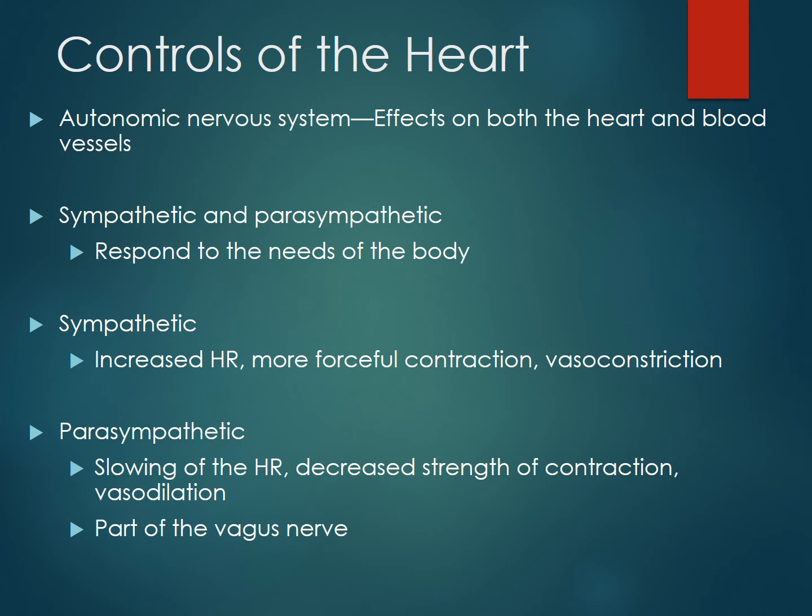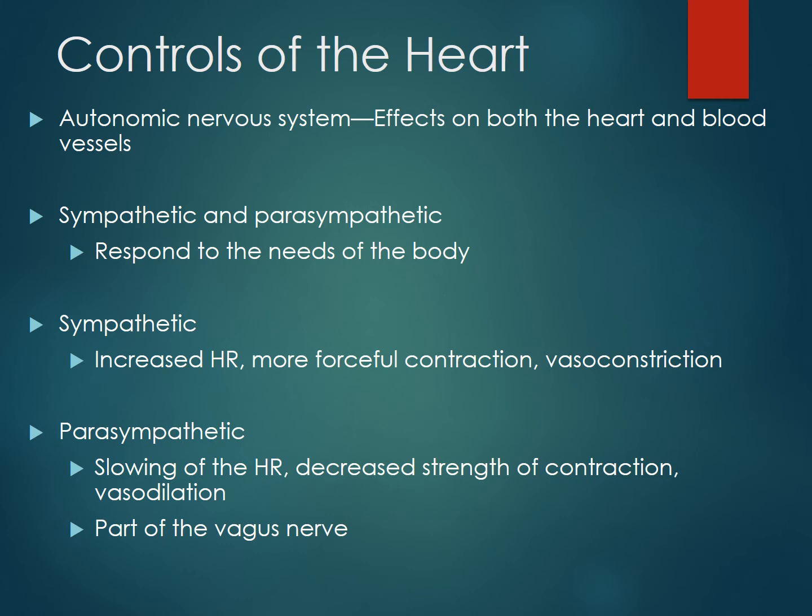Parasympathetic is slowing of the heart rate, decreased strength of contraction, vasodilation. That's when you're more relaxed. You don't need that fighting instinct. It's part of the vagus nerve. Now, the vagus nerve is a really kind of cool nerve. It's one of the larger nerves of your body.